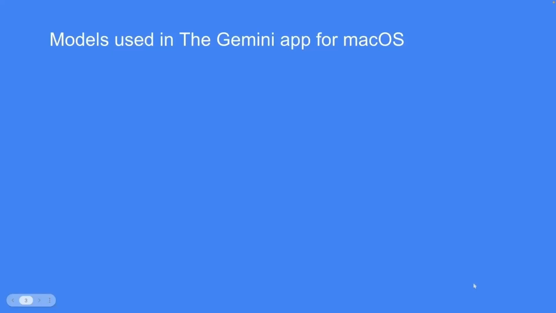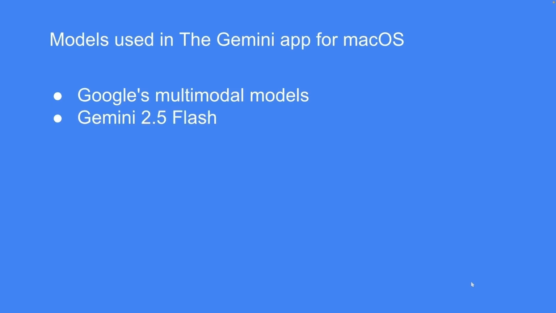The Gemini app for macOS uses Google's multimodal models for text, images, video, and reasoning. The specific model depends on the version used. Gemini 2.5 Flash. It is the default model for all users. It is optimized for speed and everyday tasks.